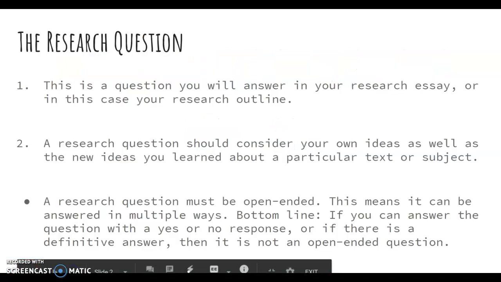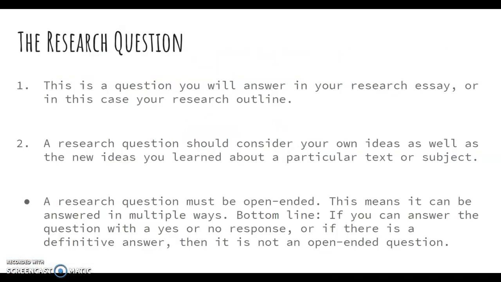The first thing that we're going to be looking at is the research question. And this is just the question that you're going to answer in your research essay. In this case, it's going to be your research outline. Essentially, the outline is the bare bones to what a paper would be if you were actually assigned a formal paper.